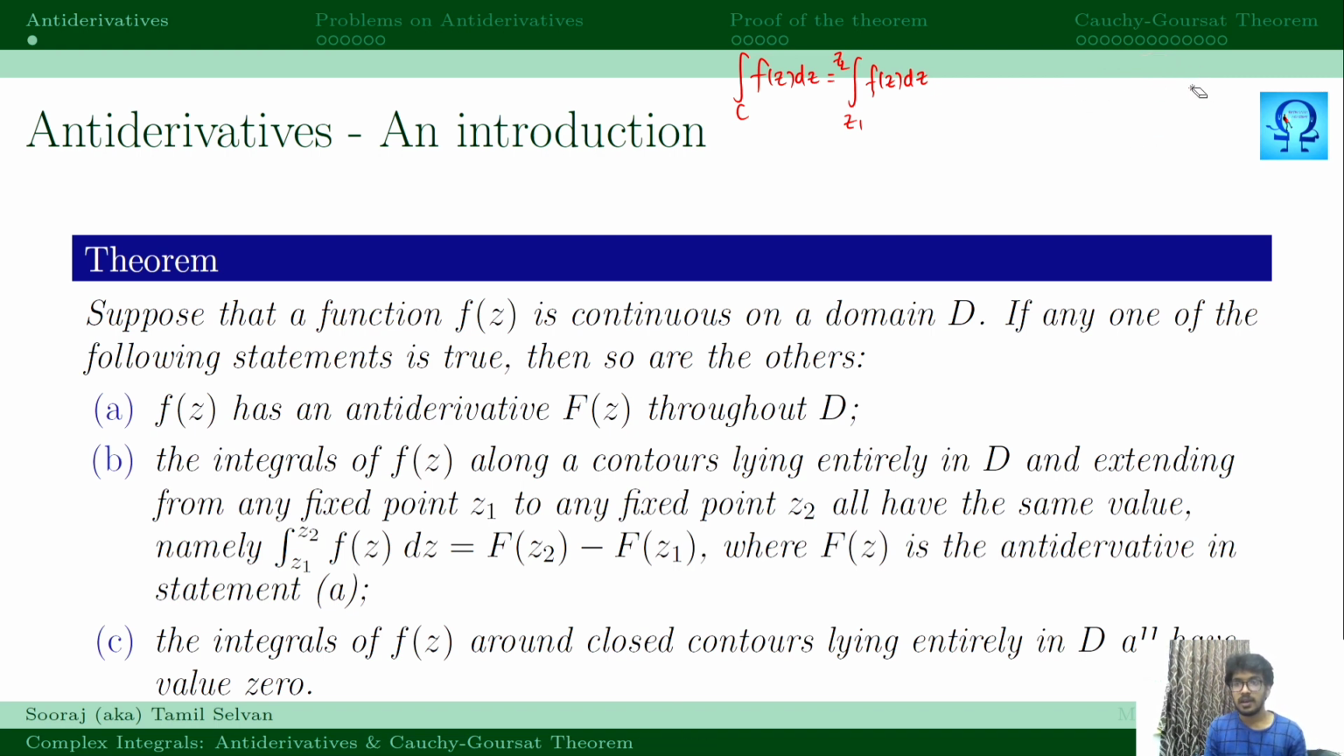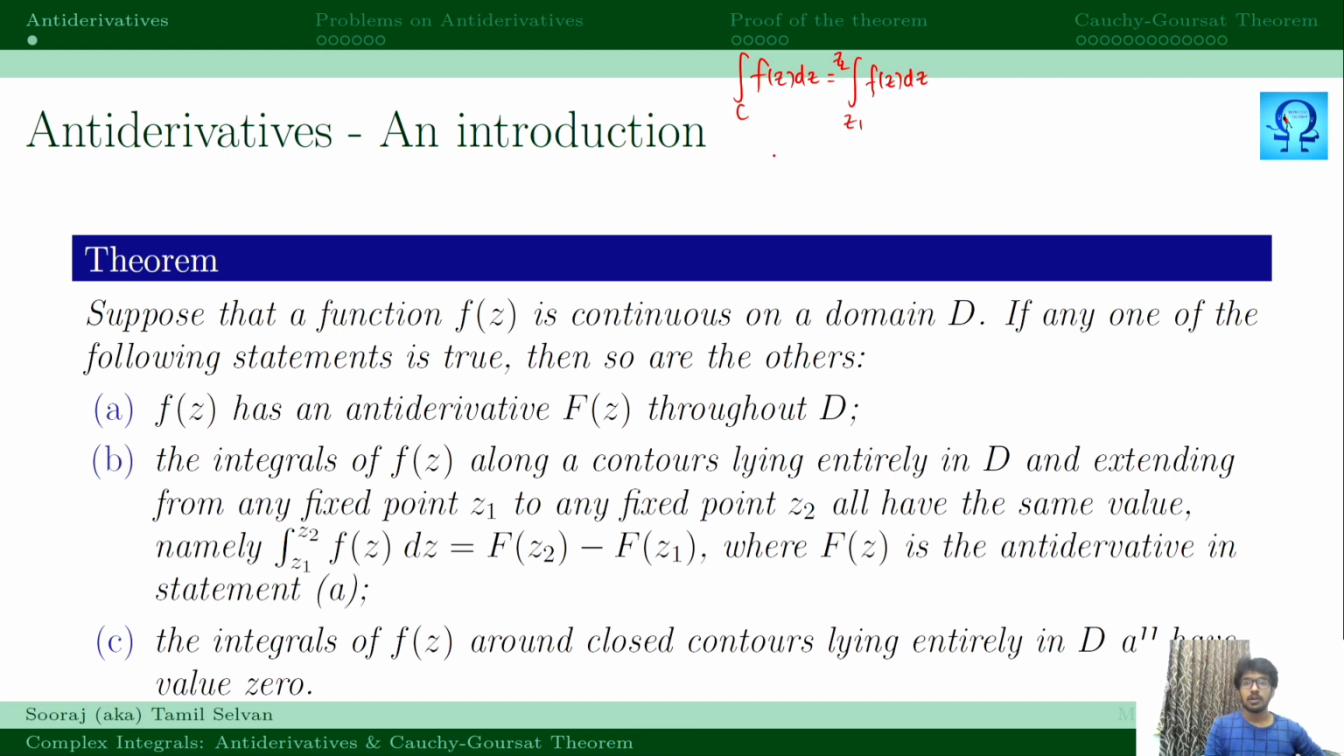The value depends only on the endpoints. In a few cases, we have seen several examples already. In a few cases, over a closed contour, the value turned out to be 0 sometimes. Mostly that happened, but sometimes it was not the case. Why is it so? There come the concepts of antiderivatives and the piecewise continuity of the function, the direction. All these things are important in those contexts, right?